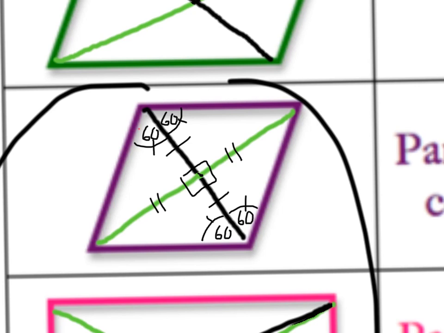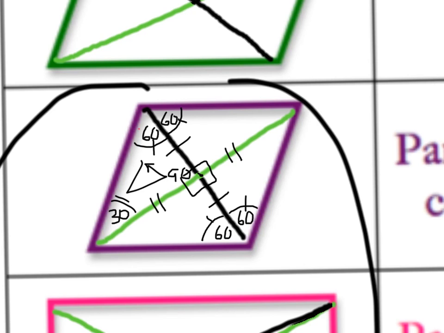And then if I look at just one of these triangles, I've got a 60-degree angle and a 90-degree angle. All 3 angles have to add up to 180. So now I know that this angle has to be worth 30, so that these 3 angles would add up to make 180.